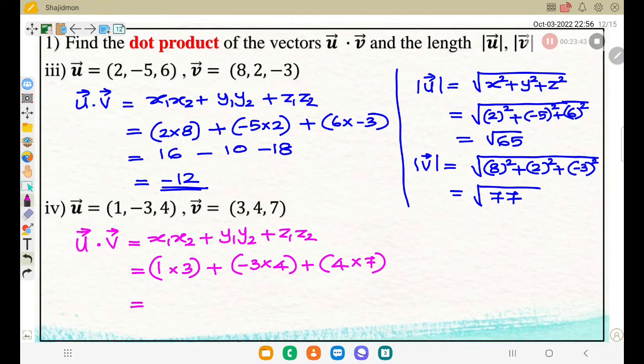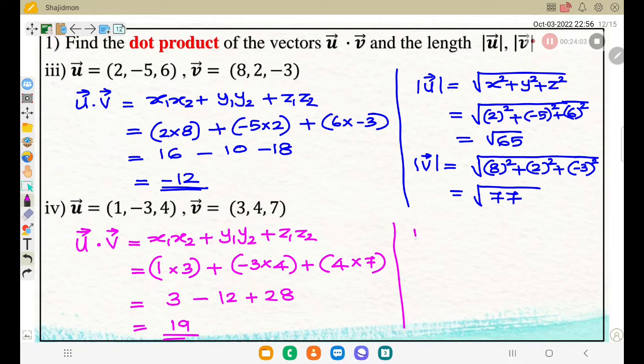So we will get 3 minus 12 plus 4 multiply 7, that is 28. So we can get 3 minus 12 plus 28, correct? So 19.